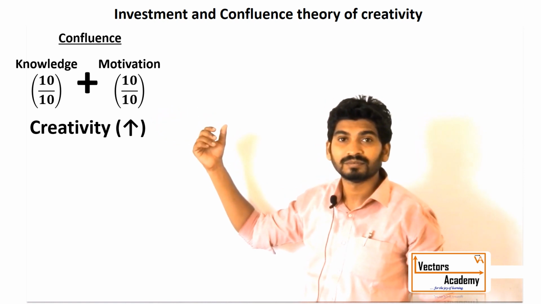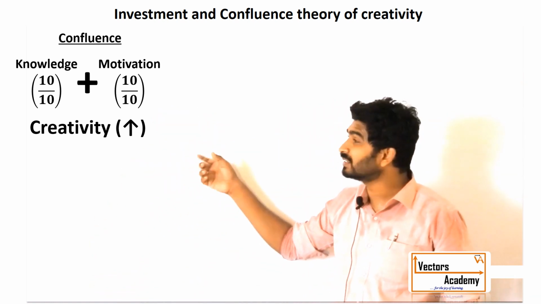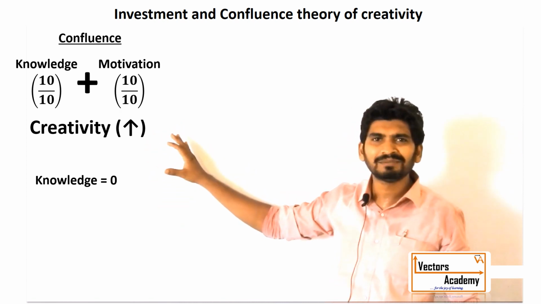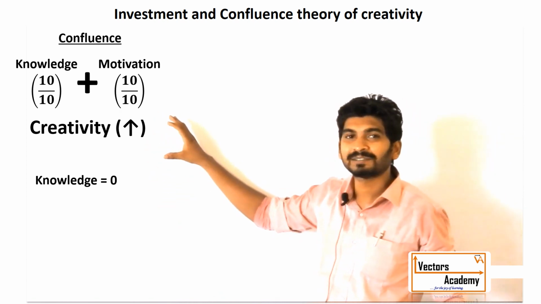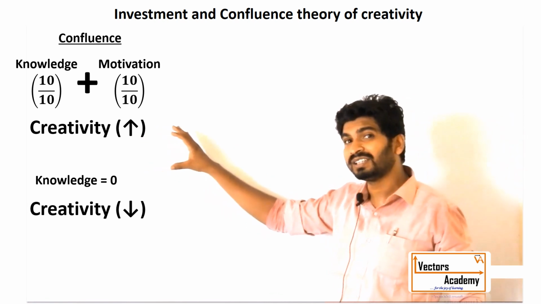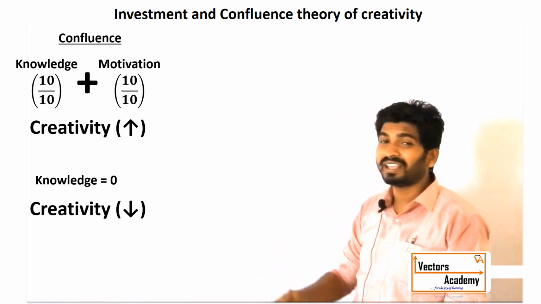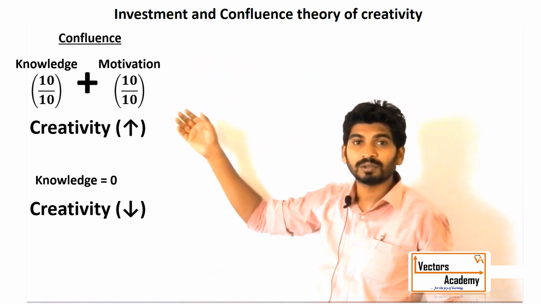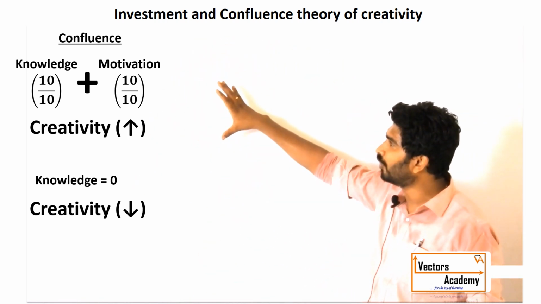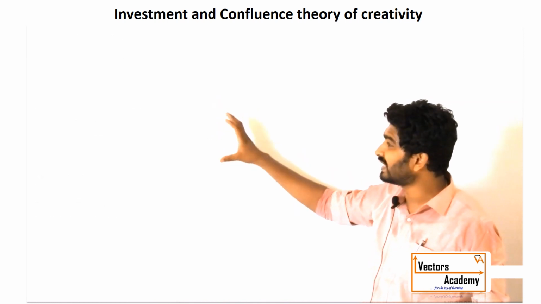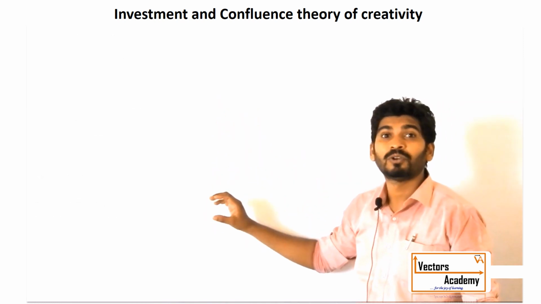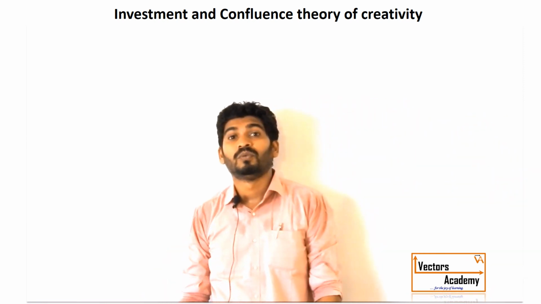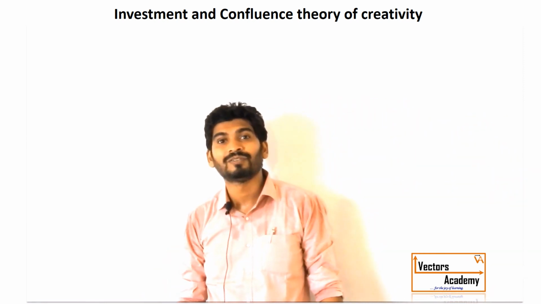In the other example, if the person has no knowledge, then it absolutely doesn't matter what the other aspects are. If he scores full in all other aspects but has no knowledge, he cannot be creative. So, the confluence of these aspects, a proper formula or a proper combination of these aspects is absolutely necessary for a person to be more creative. So, this was the investment and the confluence theory of Sternberg.